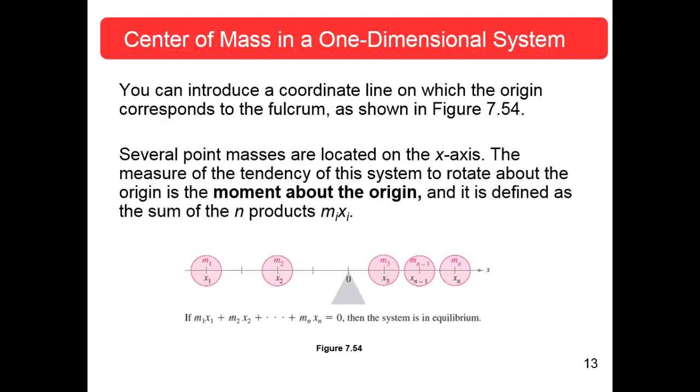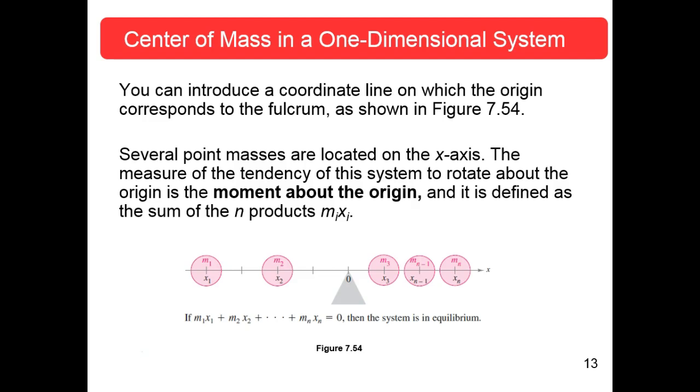All right, you can introduce a coordinate line on which the origin corresponds to the fulcrum. Several point masses are located on the x-axis, okay? The measure of the tendency of this system to rotate about the origin is the moment about the origin. We were saying the fulcrum, before that, point P, now we're saying it's about the origin. It's defined as the sum of the n products, m sub i times x sub i, where n in this case happens to be 5, it looks like.